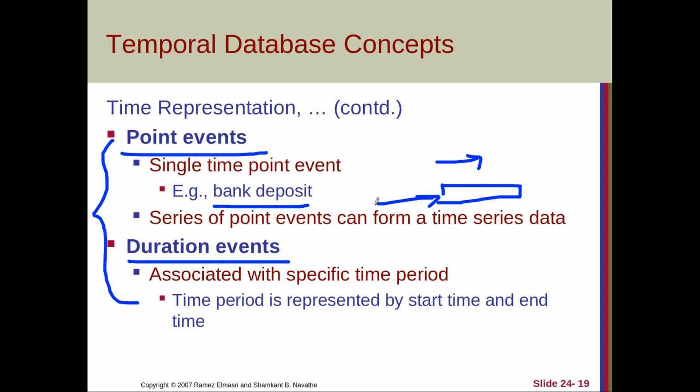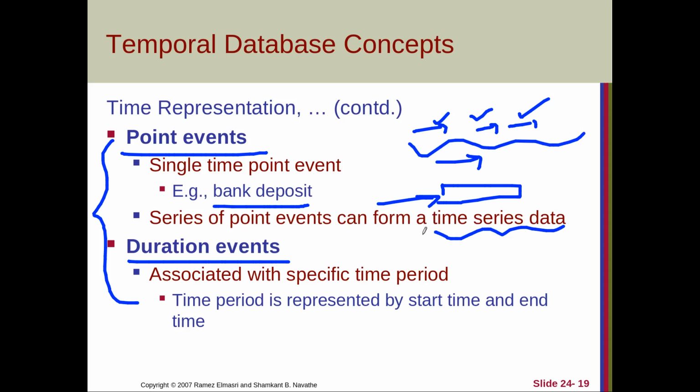Similarly, a series of point events can form time series data. That means in the first hour, second hour, third hour, fourth hour, etc., we have the occurrence of different point events. So we can form time series data by combining all these point events.